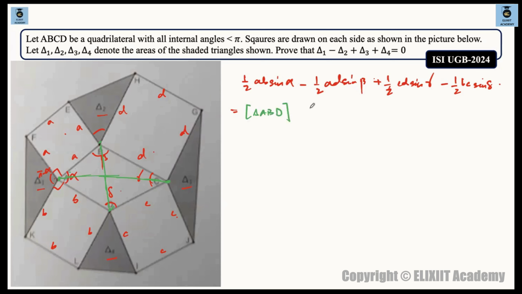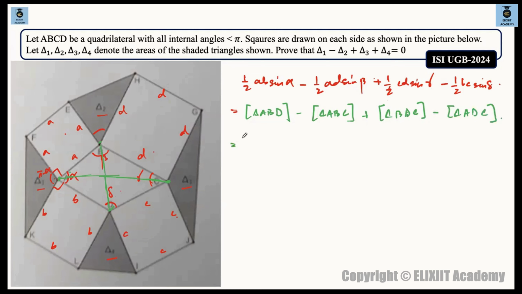Okay. Similarly, half AD sin beta. Beta is here. So half AD sin beta is basically the area of triangle ABC. Plus half CD sin gamma. तो ये क्या होगा? Area of triangle BDC, ठीक है ना. And finally we are having the remaining one, half BC sin delta, माने area of triangle ADC. This is what we are having.